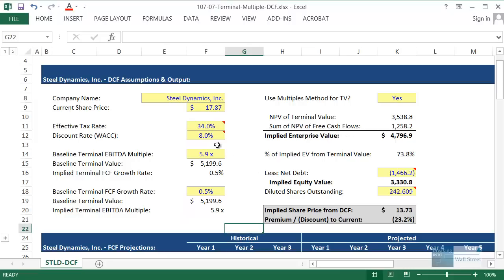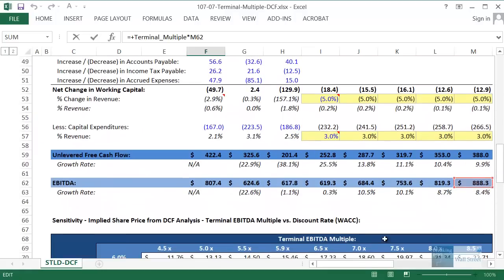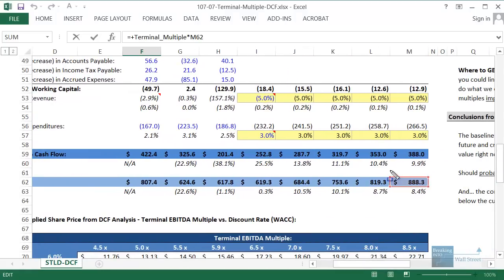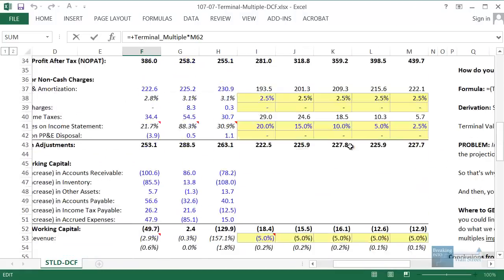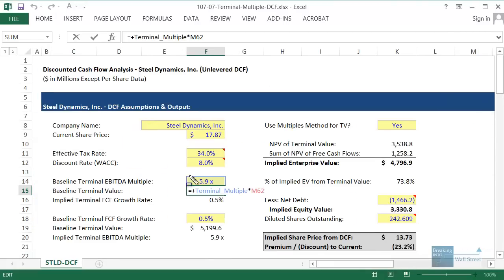Or you could apply a multiple, either to the company's final year free cash flow, or to their EBIT, or to their EBITDA, or really any other metric that you want. And then based on that, you can get to what's known as their terminal value, which represents, again, the value of the company after the period that is shown in your projection years. So here, we've chosen to use the terminal multiple method, and what we've done is take the company's EBITDA in year 5, and then apply a certain multiple to it, 5.9x here, and that gets us to our terminal value.